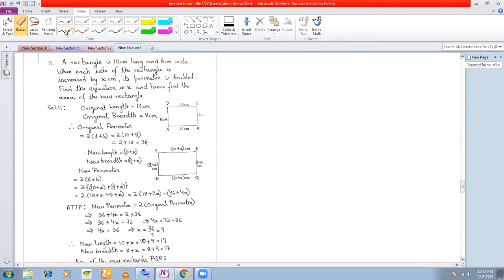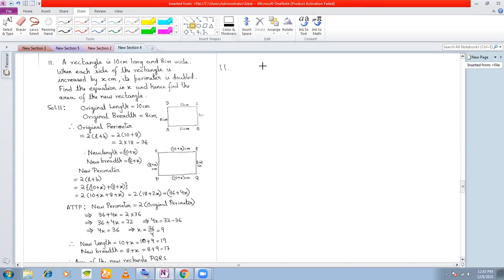Number 11. A rectangle is 10 centimeter long and 8 centimeter wide. Okay, so the length of the rectangle is 10 centimeter. The breadth of the rectangle is 8 centimeter. When each side of the rectangle is increased by x, its perimeter is doubled. Find the equation in x and hence find the area of the new rectangle.